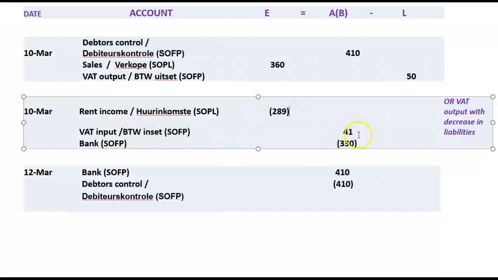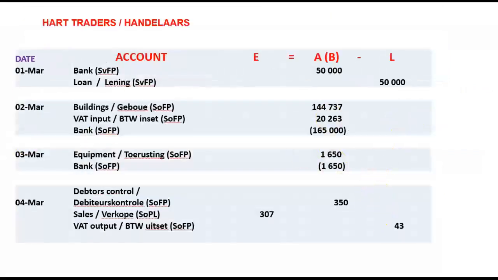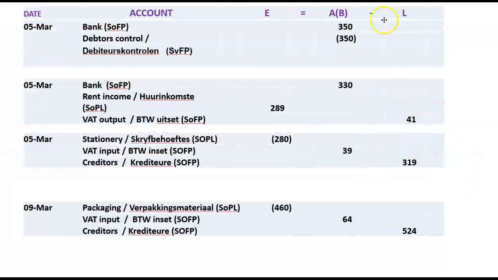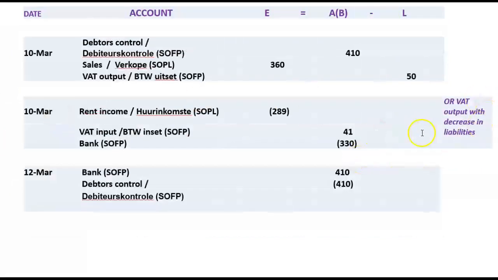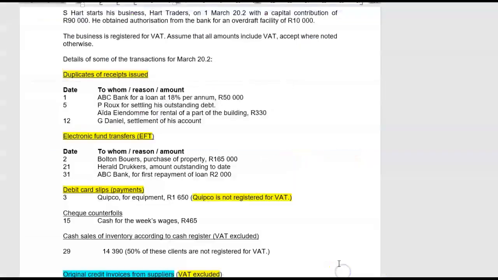The VAT input, I've said here it's a debit. Therefore, I'm going to increase my assets. But I also say here, if you have decreased liabilities with that 41 Rand, because the original entry went against liabilities, and you're just going to take it out there, that is 100% correct as well. I would have marked that correct. And then our bank account balance will decrease with 330 Rand, and therefore that is in brackets.